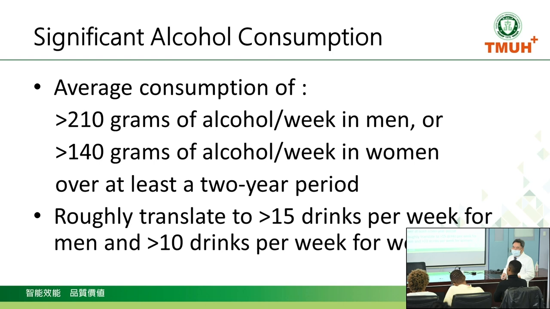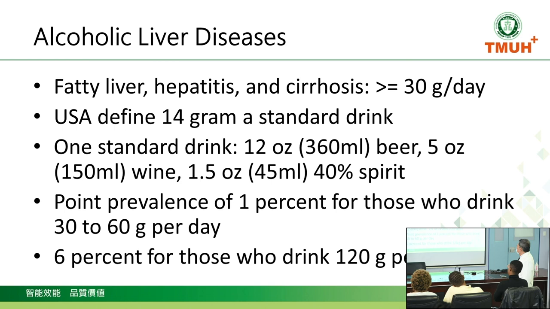Alcoholic liver disease: fatty liver, hepatitis, cirrhosis. More than 30 grams per day in the US. Standard drink, one drink: beer, 1 ounce wine, 45 spirit. Point prevalence: 1% of those who drink 30 to 60 grams per day will have alcoholic liver disease. Not all. And 6% of those who drink more than 120 grams per day will become alcoholic liver disease patients.